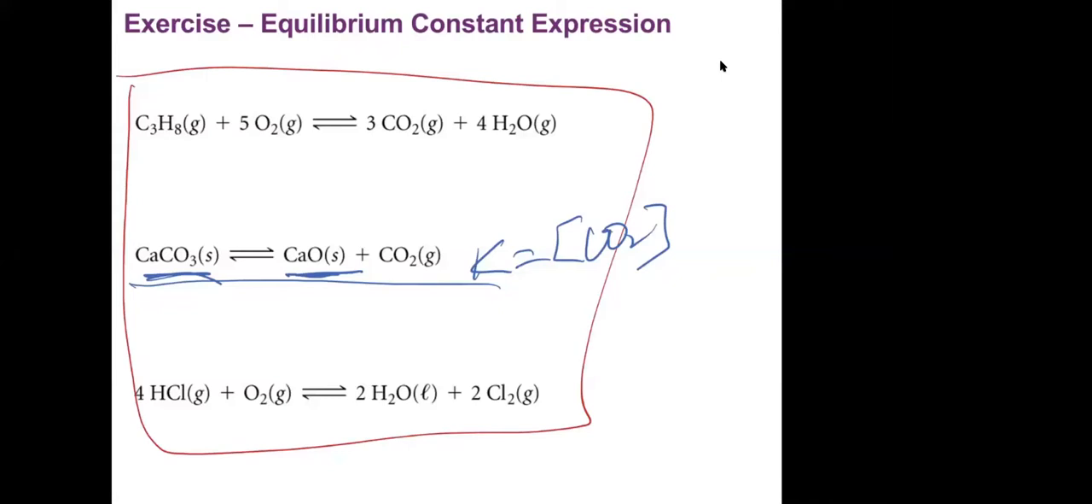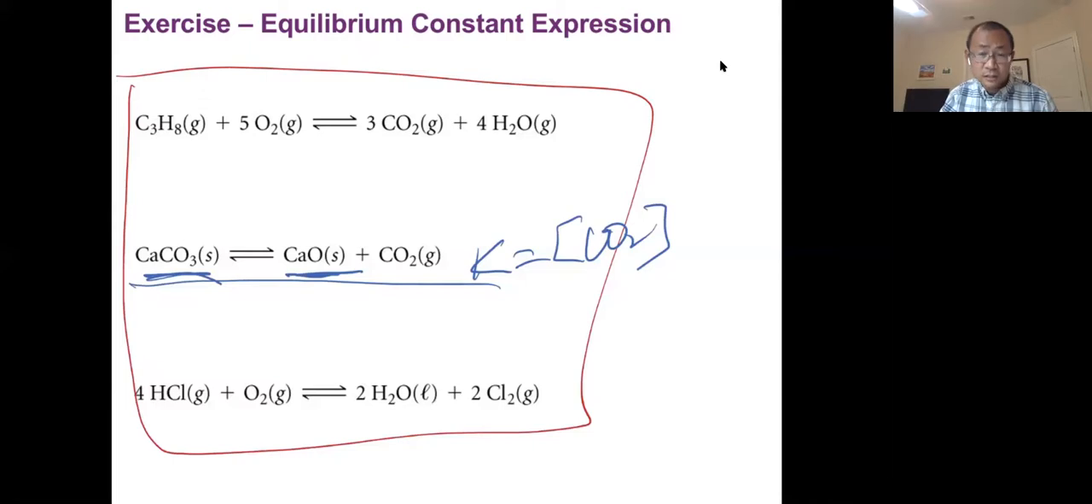Yes, thank you. Okay, again, pure solid, pure liquid, we do not include in the equilibrium constant. We include gas and solution. For gas, you will see G. For solution, you will see AQ. AQ means aqueous solution. Liquid and solid, you do not include. For example, that's the K for the second one.